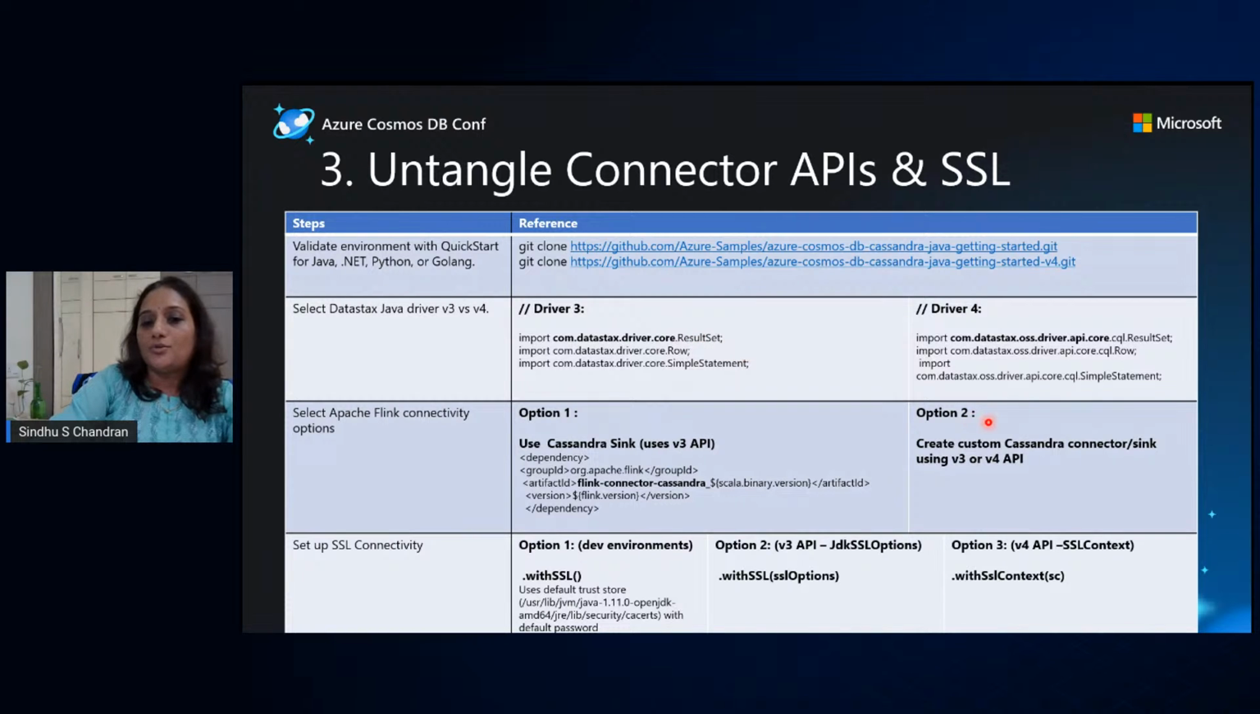And in case you want to go for Java version 4, you could implement a custom connector. So this is also a good option in case your code base is in Scala, or you want to use the version 4 for some advantages. Then you could create a custom Cassandra connector with the version 4 API. And Azure provides some additional extensions for Cosmos DB connection handling and retry logic, which is available in both the version 3 and version 4 APIs.